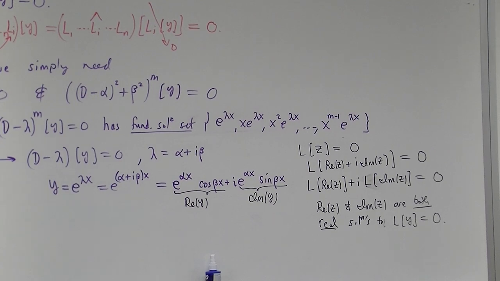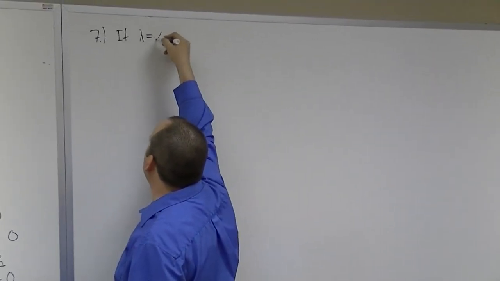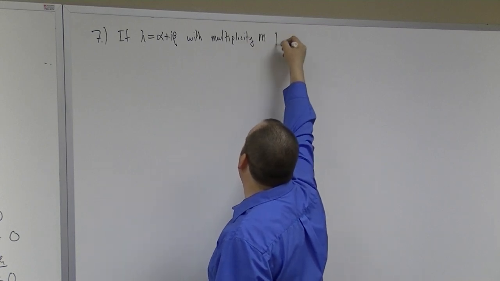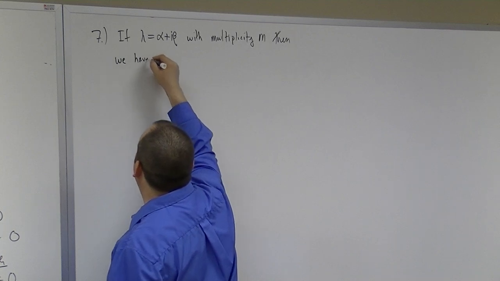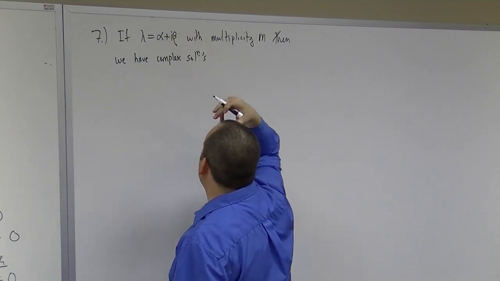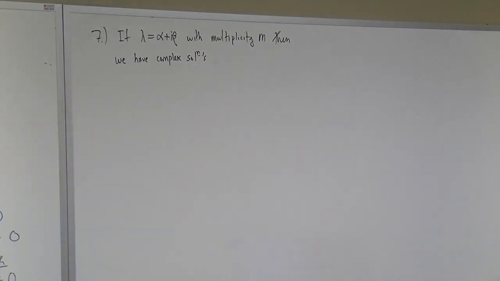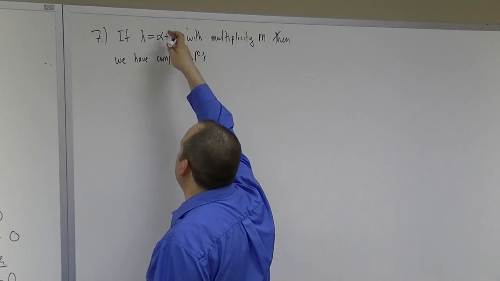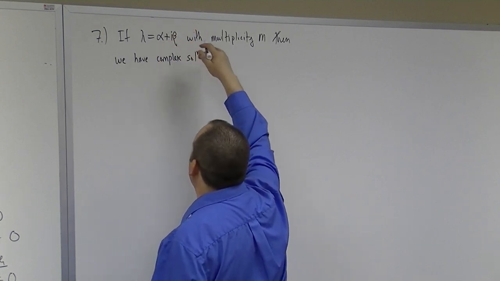All right, with that, I'm going to erase this and collect our thoughts. Actually, let me do it over here, just in case you guys have a question. So 7: if lambda equals alpha plus i beta, with multiplicity m, then we have complex solutions. We're starting with a real polynomial, so be careful. Each one of these is coming from alpha plus or minus i beta. You could say alpha plus or minus i beta with multiplicity m. That would be correct. Anyway, your complex solutions are as follows.